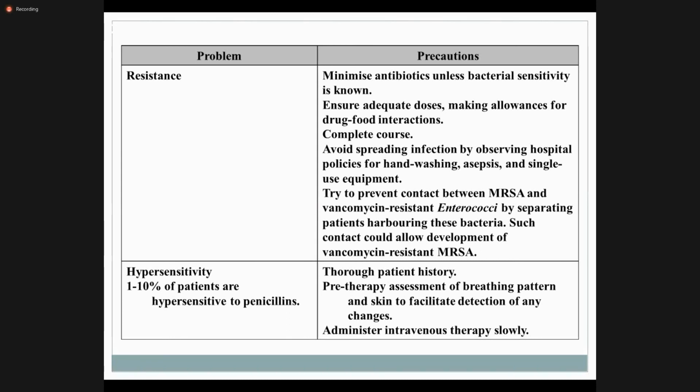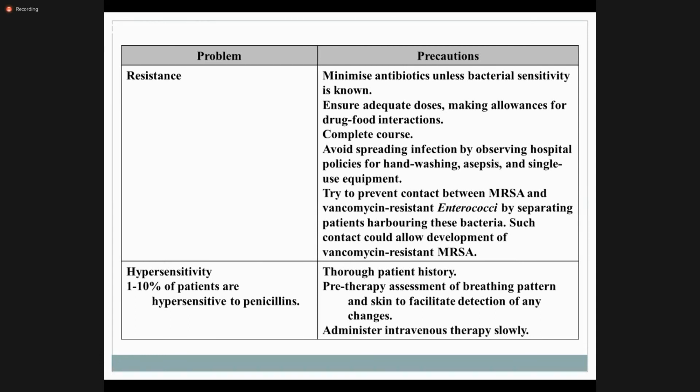Ensure adequate dose, right? This we have already discussed. Are we using the appropriate dose? This is one of the important mechanisms, and this is one of the important mistakes. And if we ask what is the important point from the physician side that is responsible for causing emergence of resistance, that is the inappropriate dose. Ensure adequate doses, making allowances for drug-food interactions, and a complete course. This point also we have discussed.